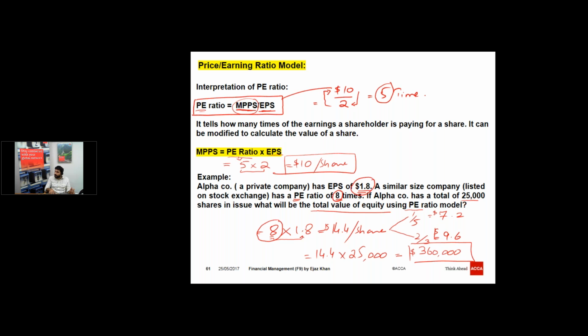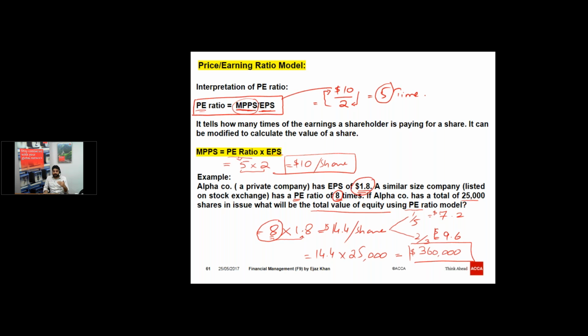So what we do is, we know this fact that a listed company will usually be rated higher than the unlisted company by the investors. So for the first step, we'll take the price earning ratio of a listed company. We don't have any other option. So we'll take the price earning ratio of a listed company, multiply it with the earning per share of the unlisted company, for which we need to find out the value.